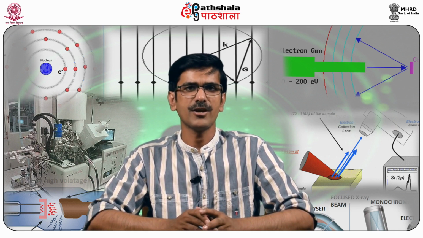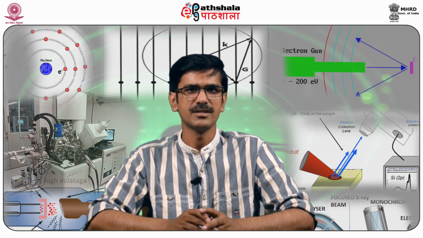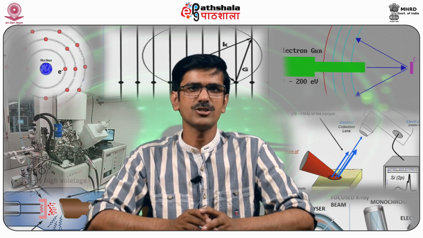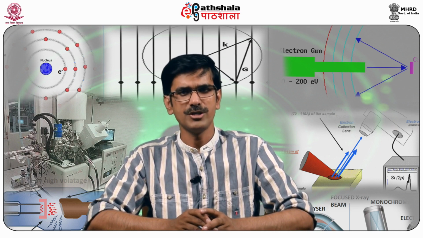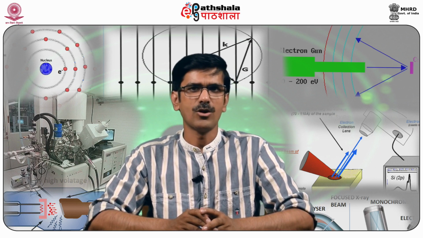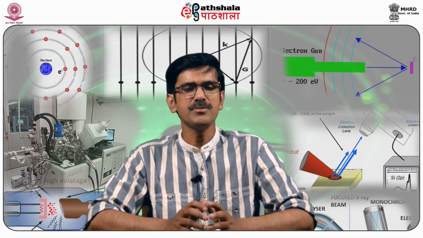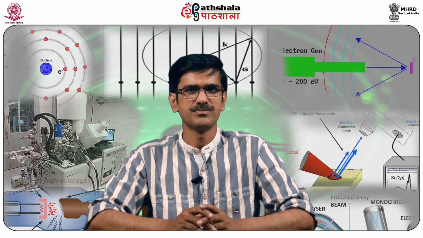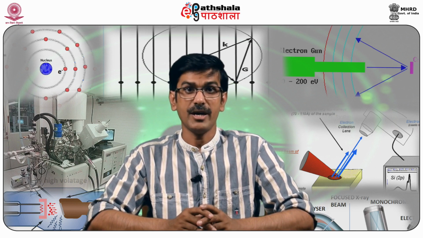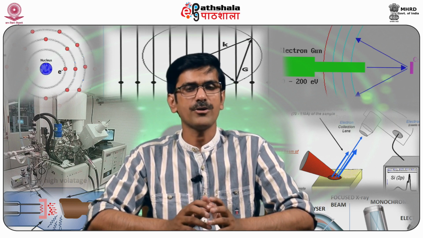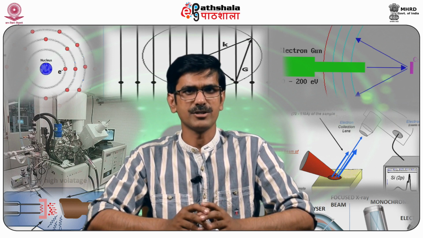Students, basically there are four components of EDAX. Number one, the excitation source, also known as the electron beam or the X-ray beam. It is the major component of the EDAX machine. It is an essential component to initiate the measurement process.